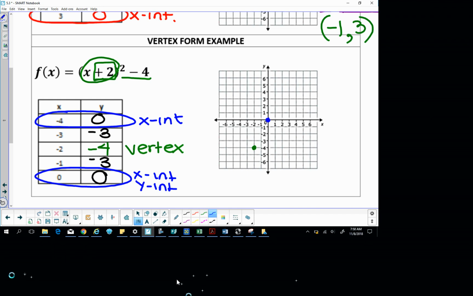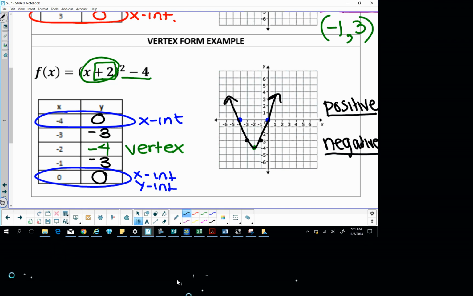So 0, 0, -4, 0. And then fill in the rest of your chart. So -3, -3. It looks like this. Last thing we're going to do is positive and negative.